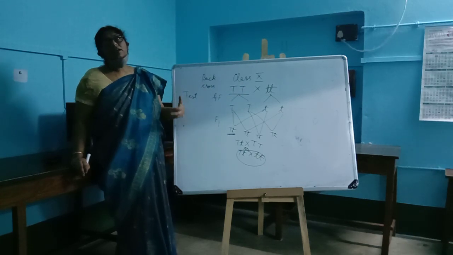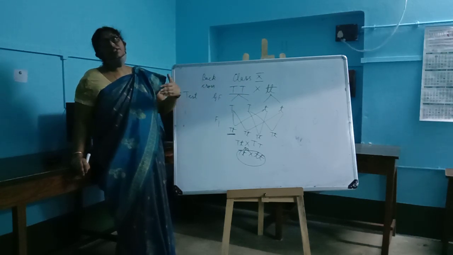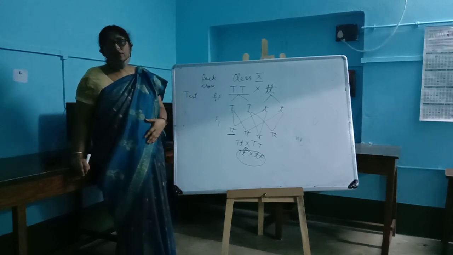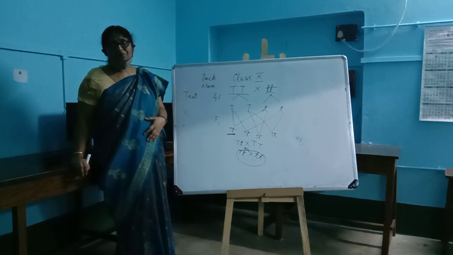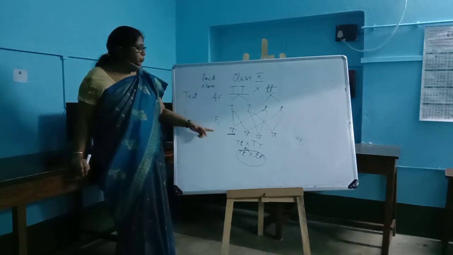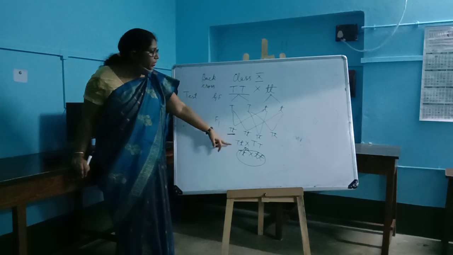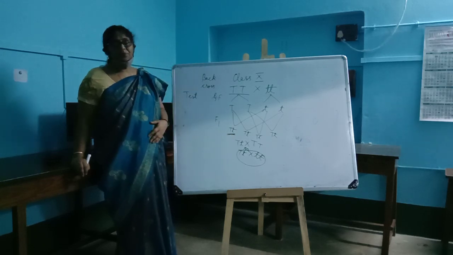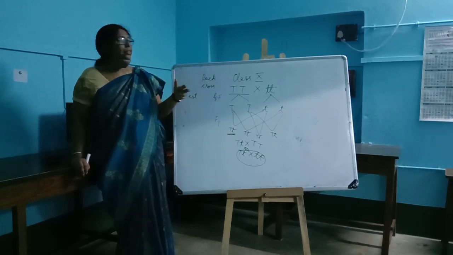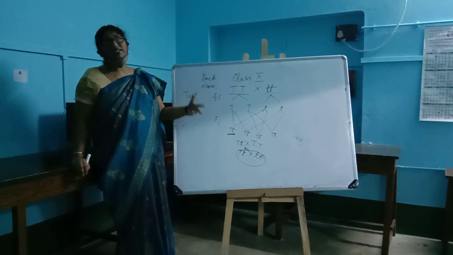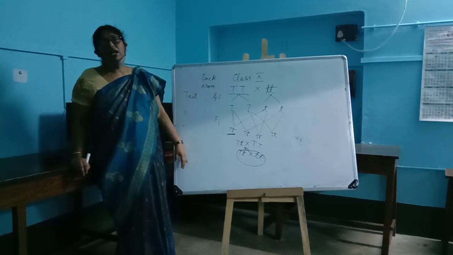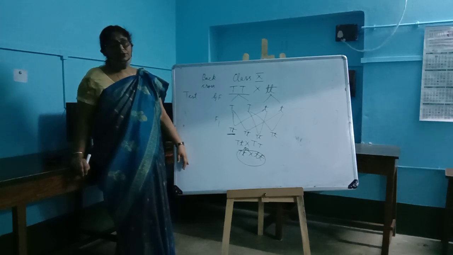So we can say that the test cross is a part of the back cross. We can say all test crosses are back crosses, but all back crosses are not test crosses. Because if it is a test cross, it has to get crossed only with the recessive parent. But if it is a back cross, then it is either with the recessive parent or with the dominant parent. So all test crosses can be called back crosses, but all back crosses are not test crosses.